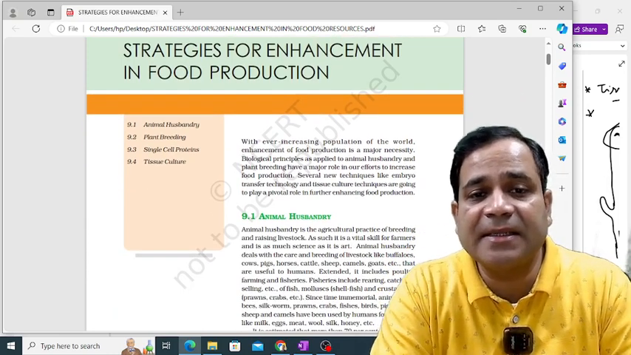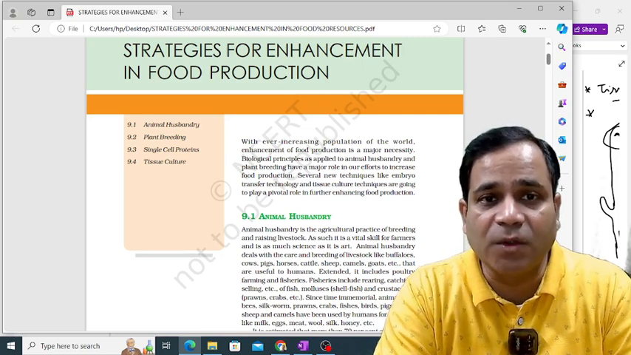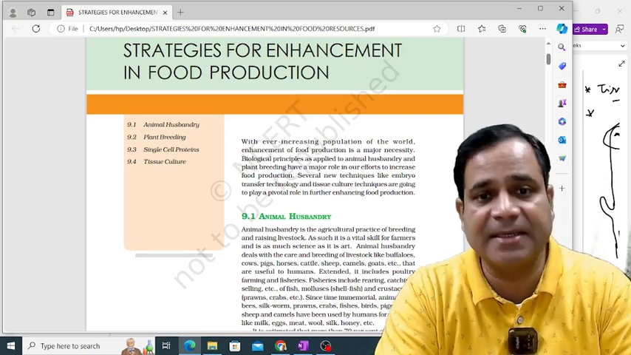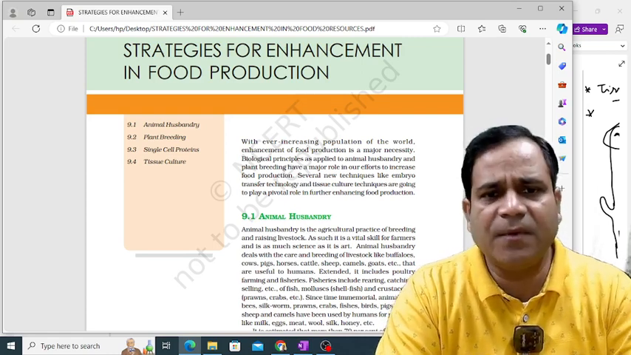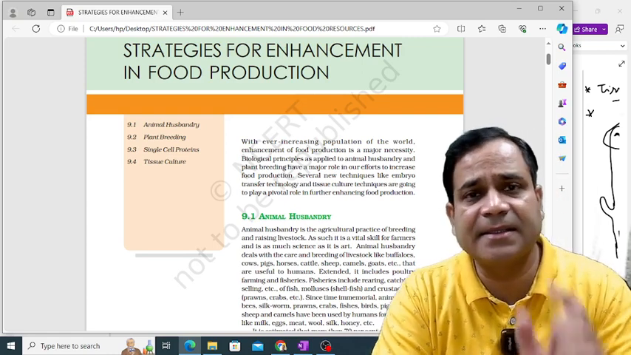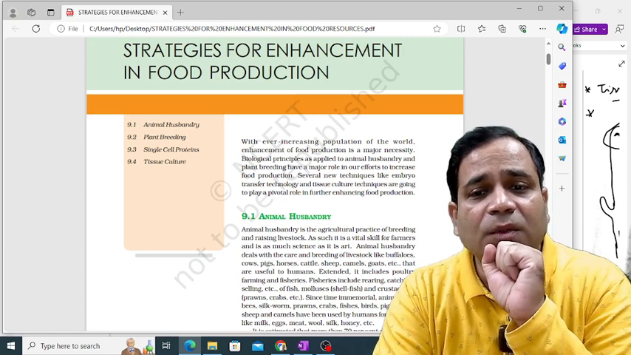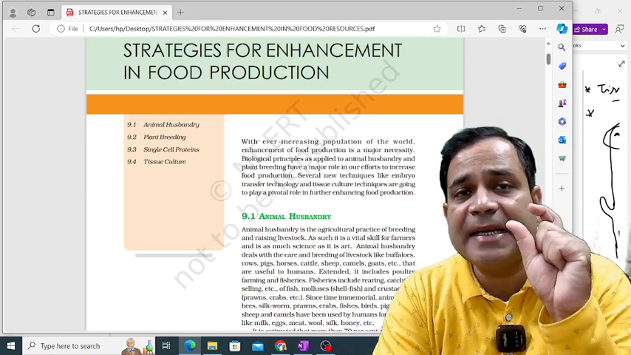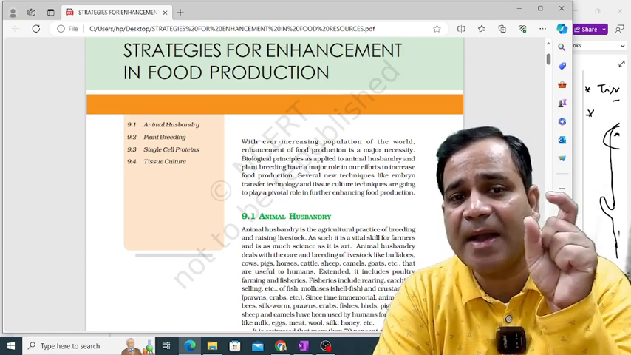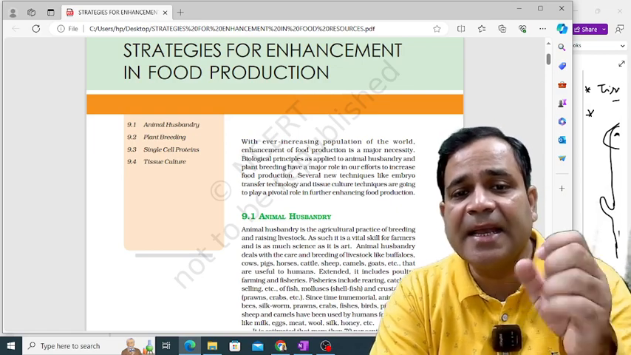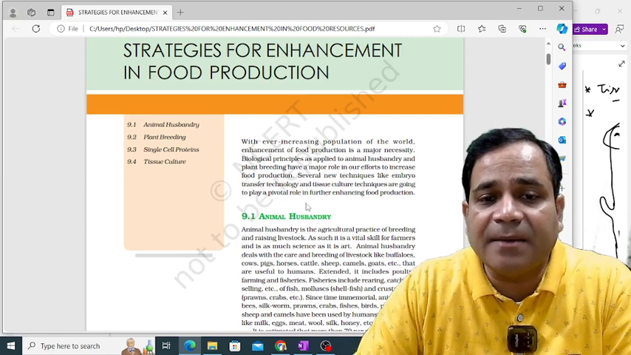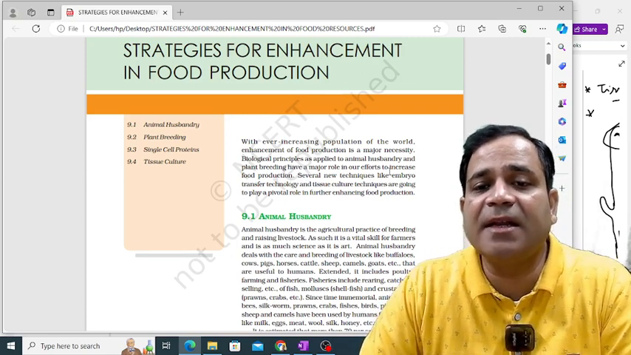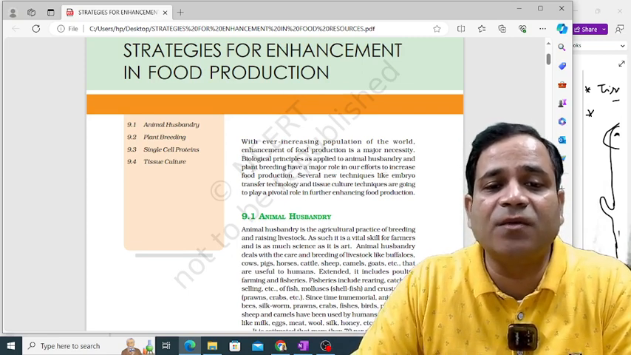So when I'm saying here the enhancement in food production, my dear, the NCERT starts from animal husbandry. Okay, no problem. Where we have to start here, that is very important. You know that the biological principles as applied to animal husbandry and plant breeding have a major role in our effort to increase the food production.